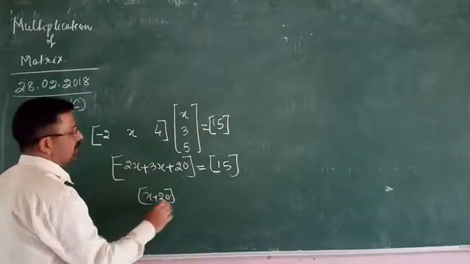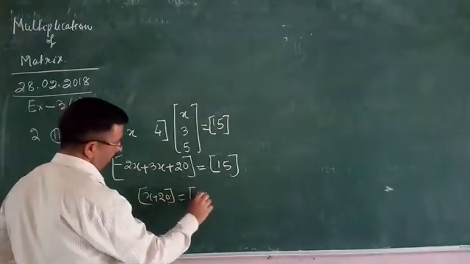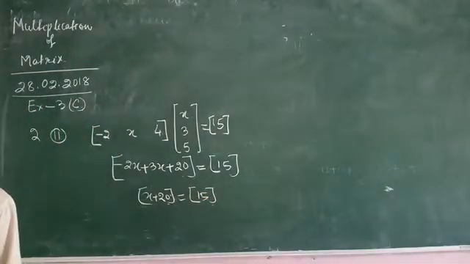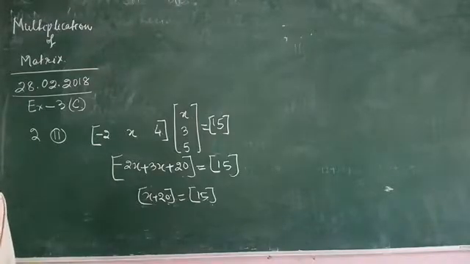This is one matrix and this is one matrix. This is also a matrix, okay? And the size of this matrix is 1 by 1. The size of this matrix is 1 by 1. One row, one column.